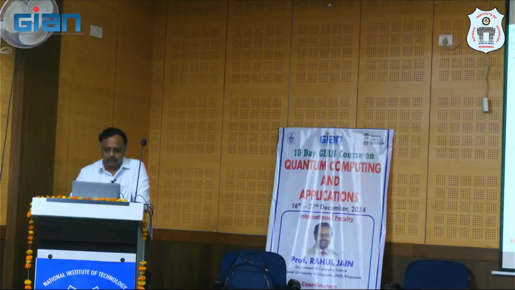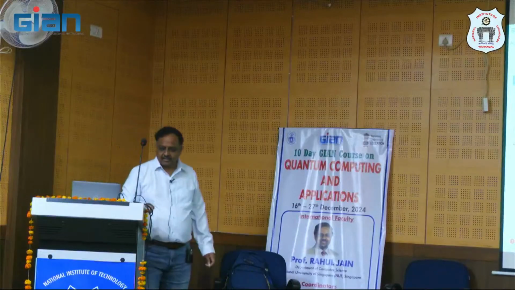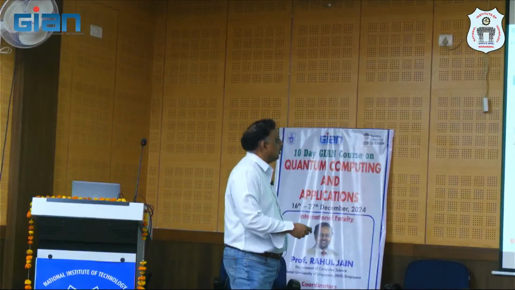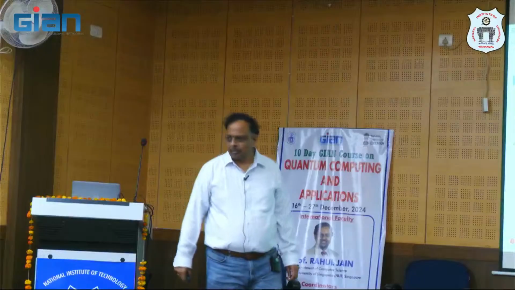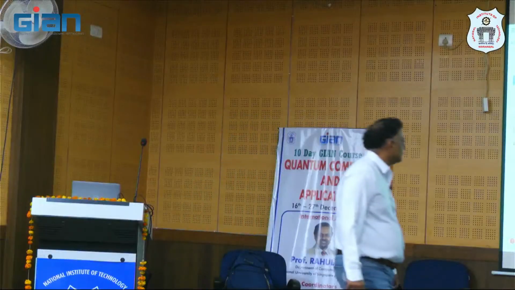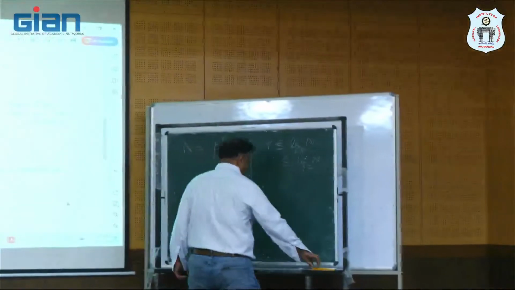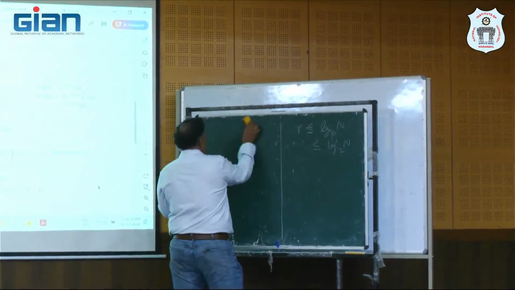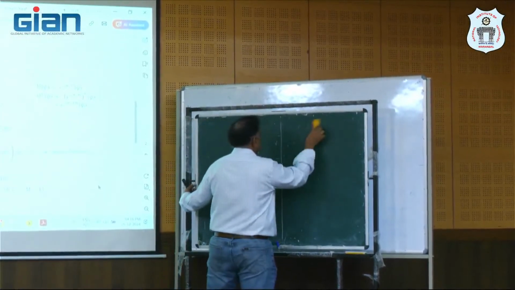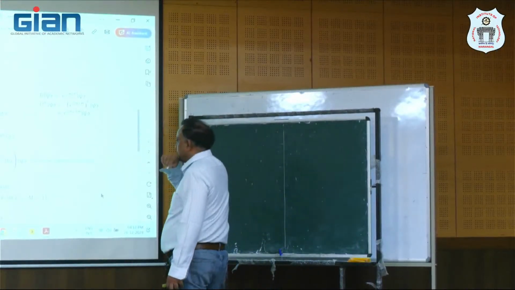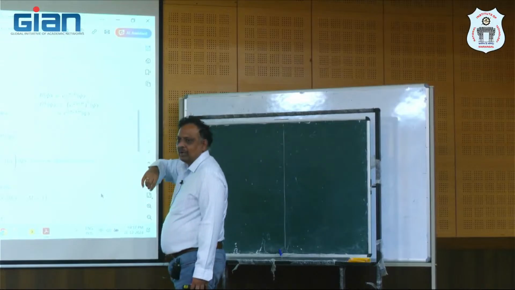Yes, Fourier transform. We want to verify that this is a unitary matrix, correct? So orthonormal columns, let's verify orthonormal columns. What is the inner product of the first two columns?